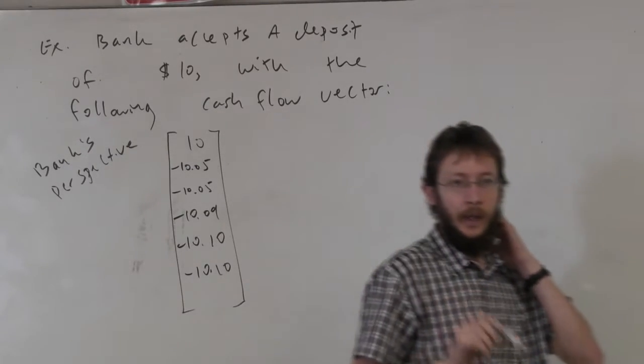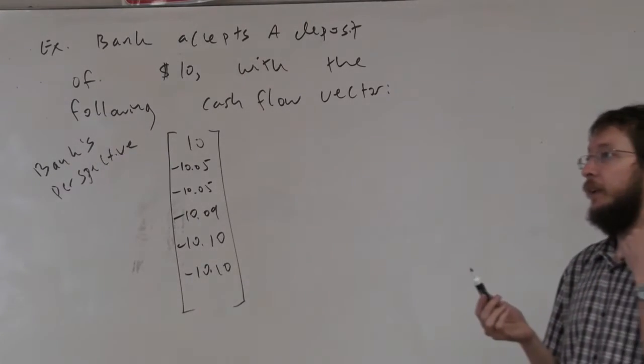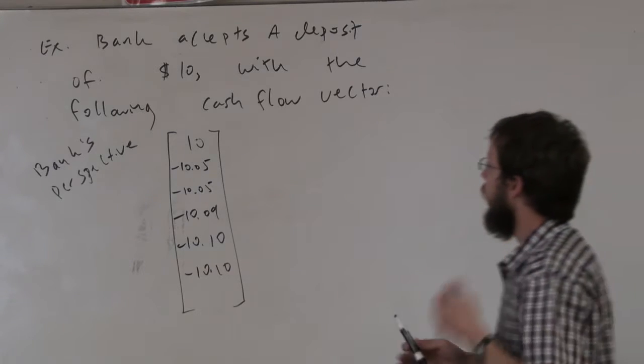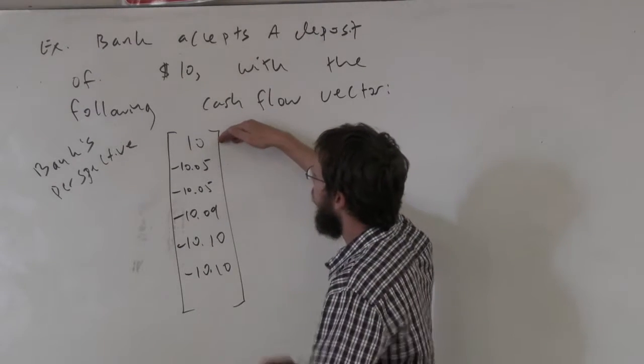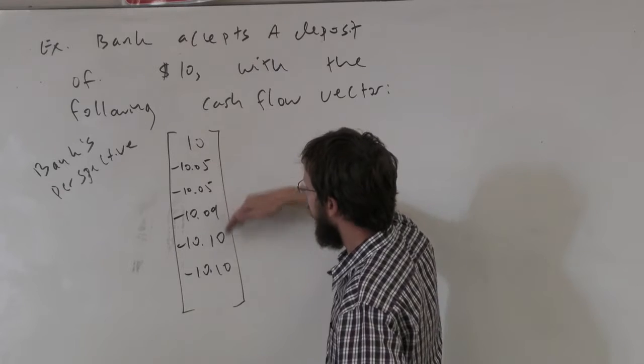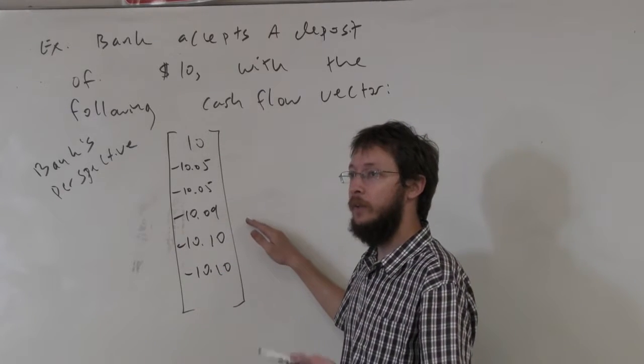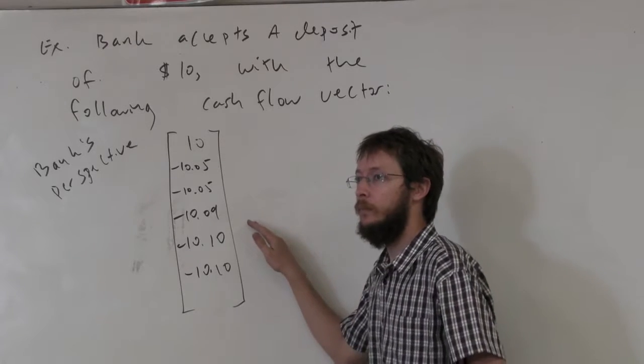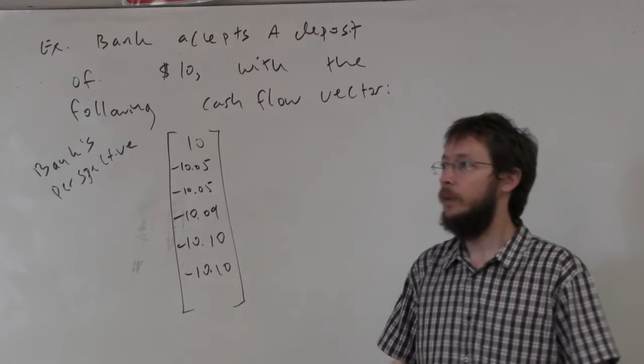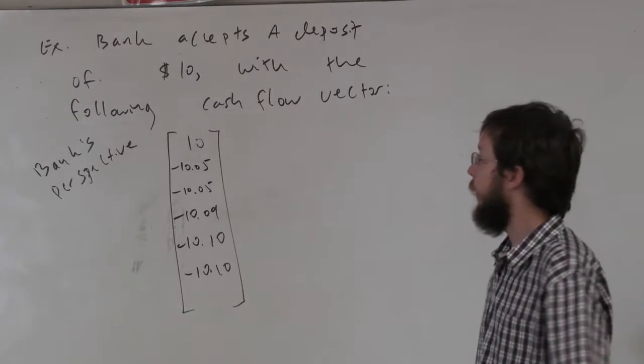So that's the cash flow vector just for one asset that the bank sees. It accepts the $10, and then the next day the customer comes and withdraws, and the amount of interest they get depends on the state of nature that they were in when the customer withdrew it. Okay.